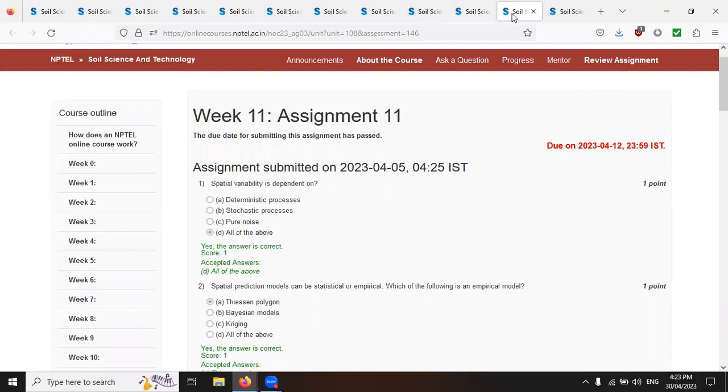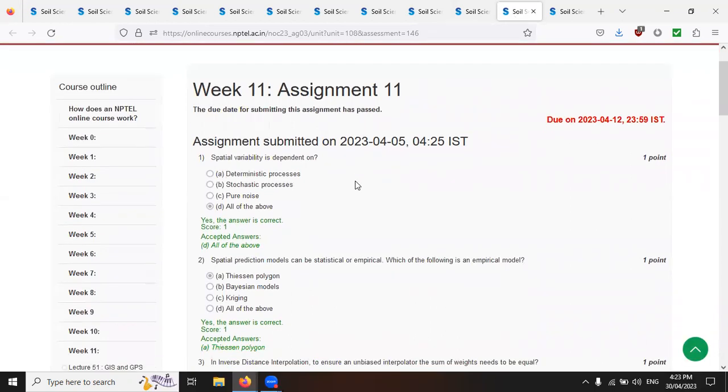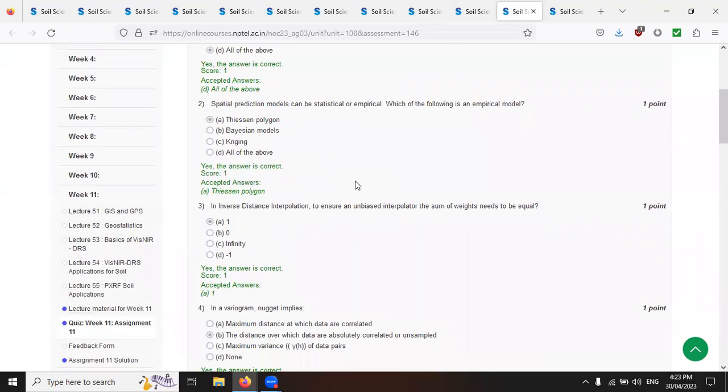Spatial variability, is it dependent on all of the above? The spatial prediction models can be statistical or empirical. Which of the following is empirical? Thiessen's polygon is. And in inverse distance interpolation, to ensure an unbiased interpolator, the sum of weights needs to be equal to what value? To a value of 1.